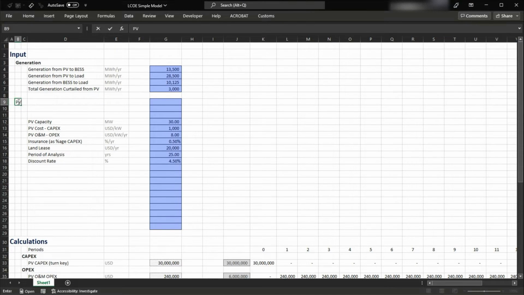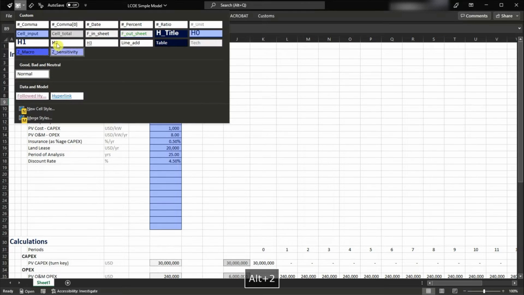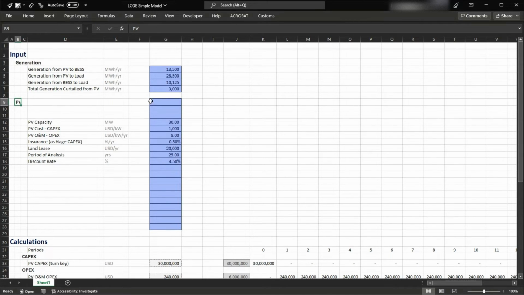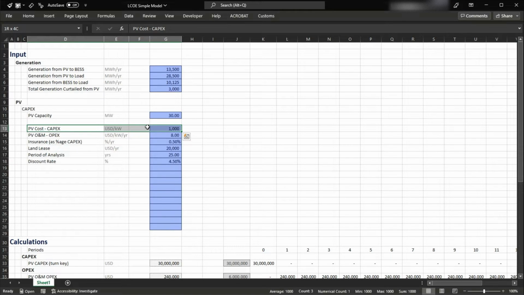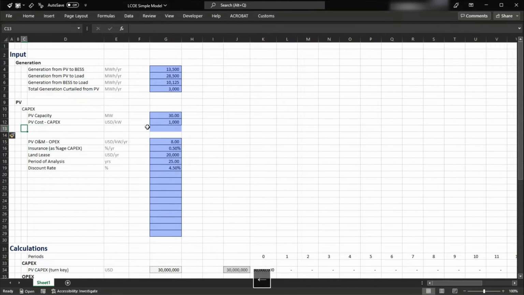So we're going to have a PV section, which I will always set as H2, right? Let me clean here. And for the PV, what are we going to have? We're going to have a capex section, and we're going to have an opex section. Let me clean it. Let's do the capex first. For the capex, we have the PV capex, right, which is in here. We have the cost per capex, right? And that's basically it.